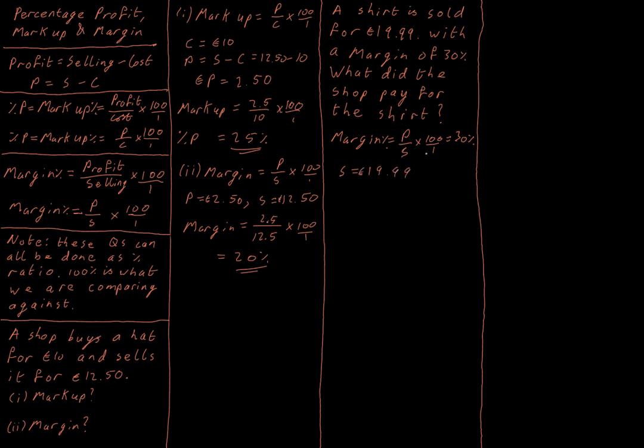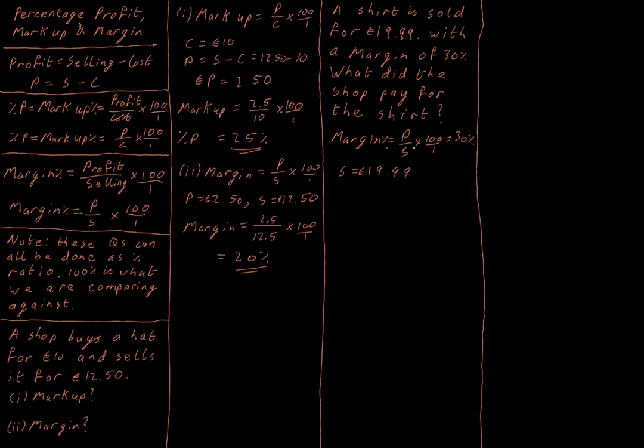So that's the information that's given to me in the question. And when I do that, I can immediately see a way that I can make progress. I have a formula here which has the profit, the selling price, and I know it's equal to 30%. And I know what the selling price is. So if I sub in my $19.99 for the selling price, I'm able to rearrange that in order to find out what the profit was.